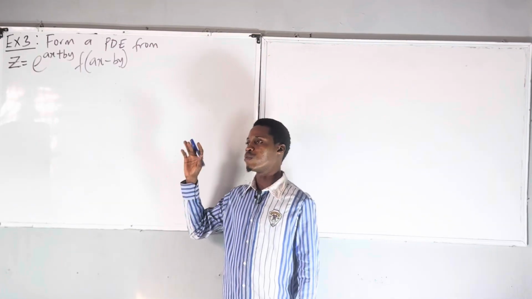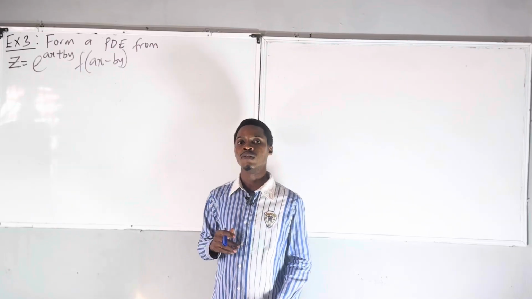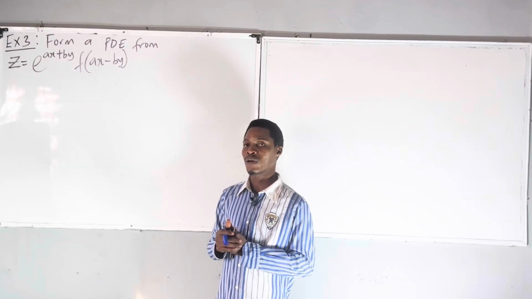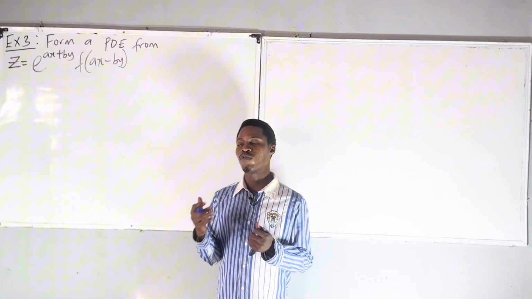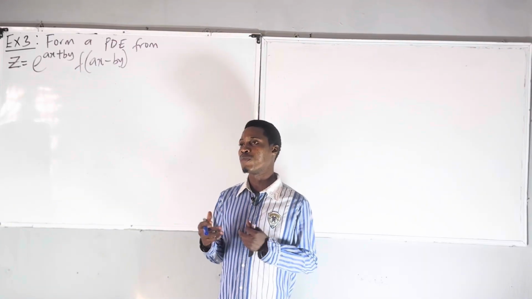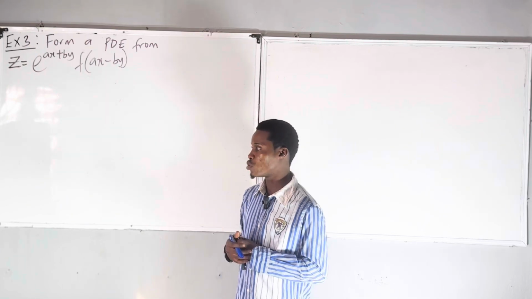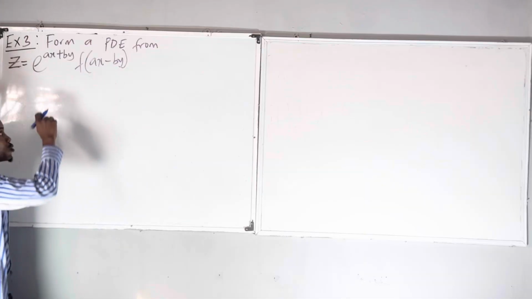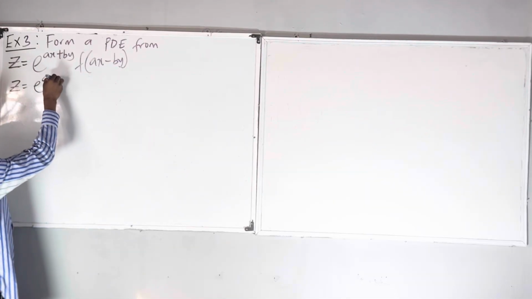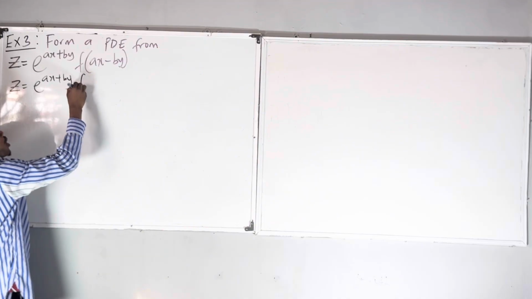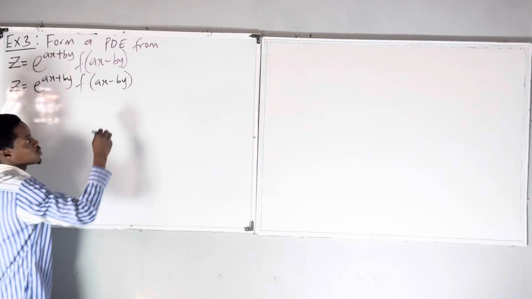It means for us to form a PDE by elimination of the arbitrary function, we have to differentiate z with respect to x partially, then we differentiate the same z with respect to y partially. Then we compare to see what we can do to remove the arbitrary function. z is equal to e^(ax+by) f(ax-by). I can name this equation 1.